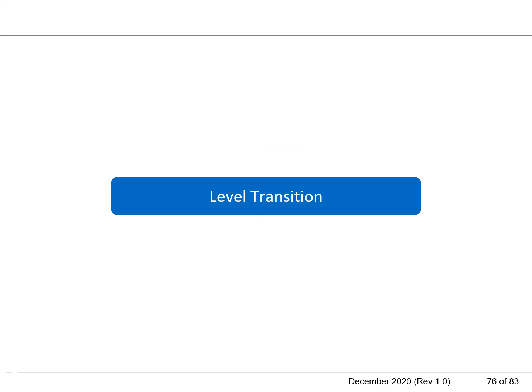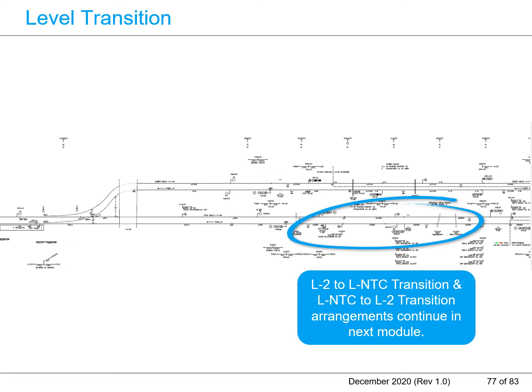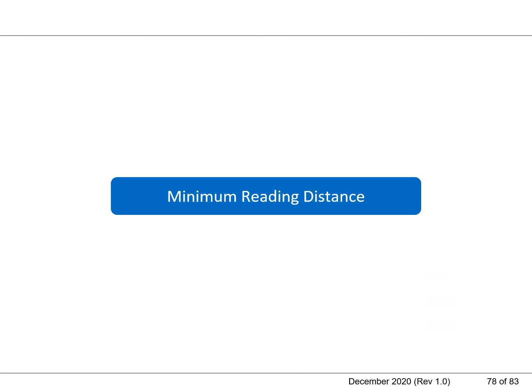The ETCS Level 2 non-overlay line will connect with the color light signaling line. Therefore, additional trackside entities are required to facilitate the level transition operation. The processes for establishing the trackside entities, to facilitate the Level 2 to Level NTC transition, and the Level NTC to Level 2 transition, will be in the next learning module. This is the final section of this learning module.